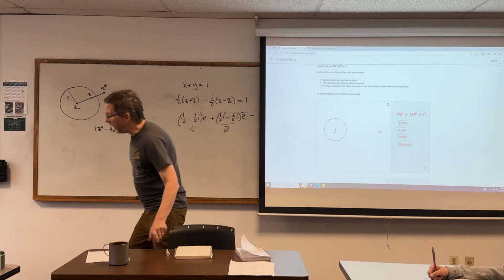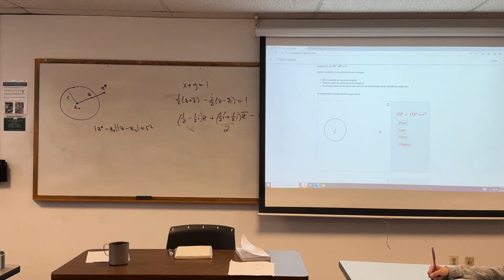So let's see what some stuff does. Let's just start with a point. I can move this and it's really nice. Notice that as the point I'm inverting moves, there's a symmetric relationship. P prime is the inversion of P, and P is the inversion of P prime. So that relationship goes in both directions.